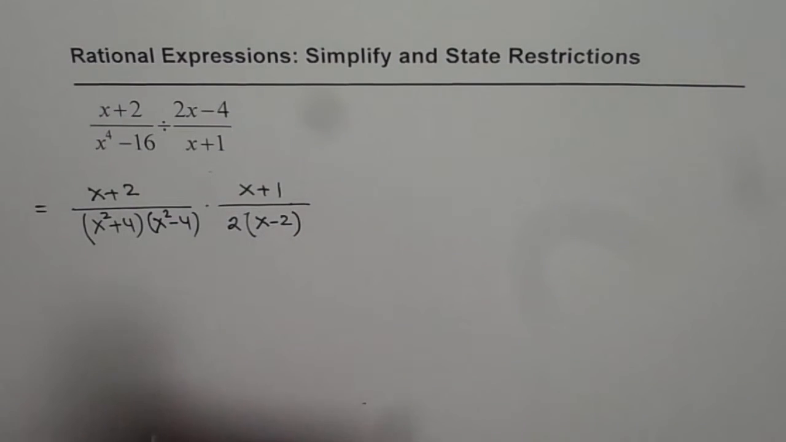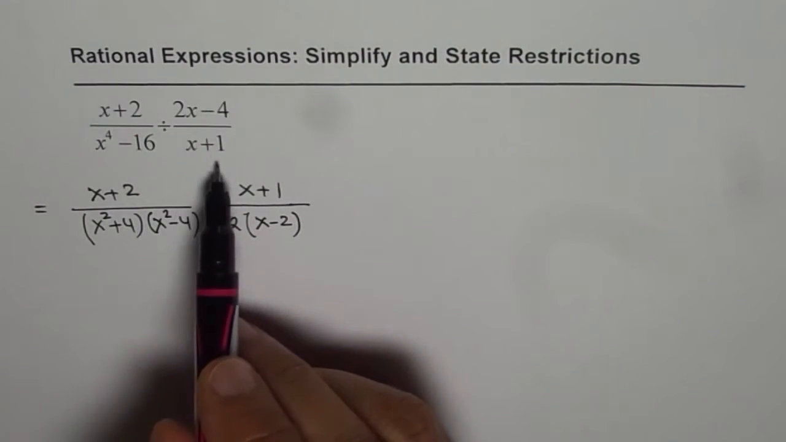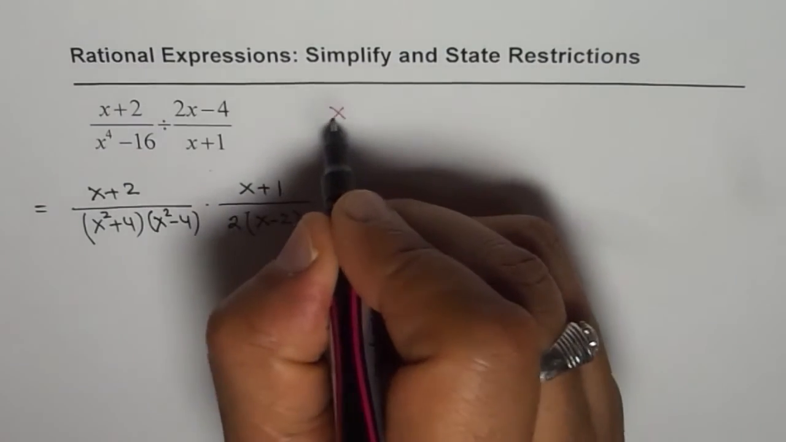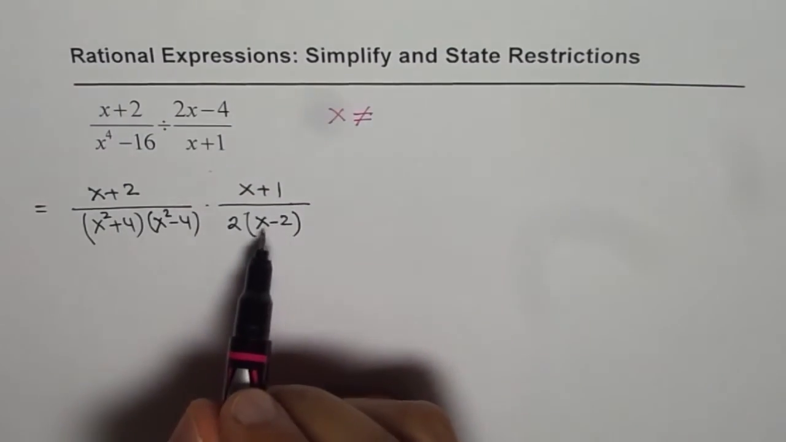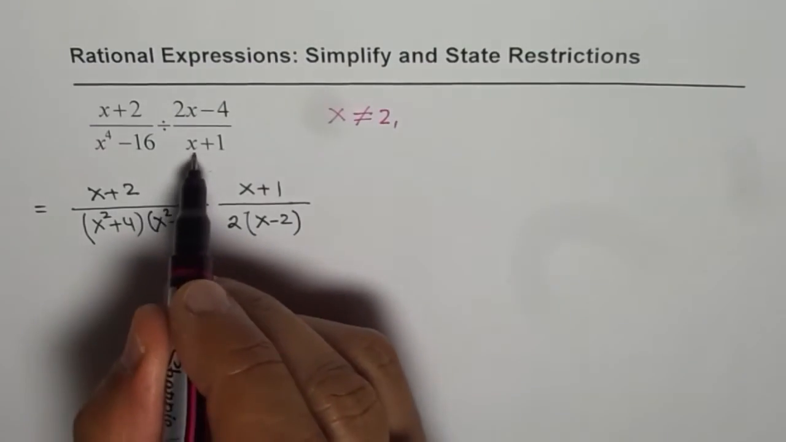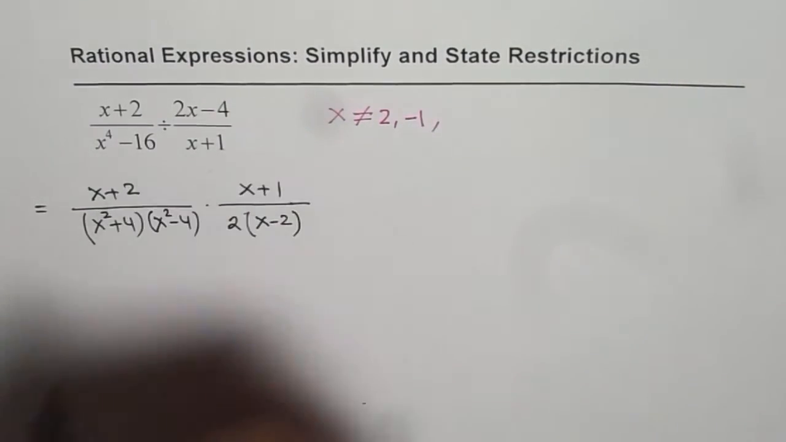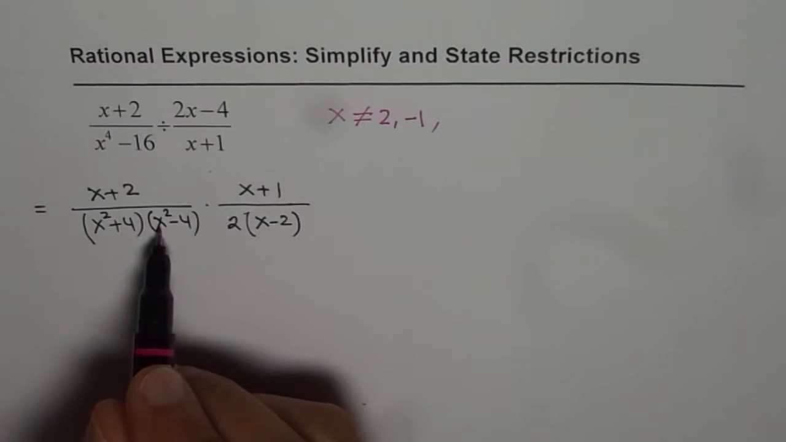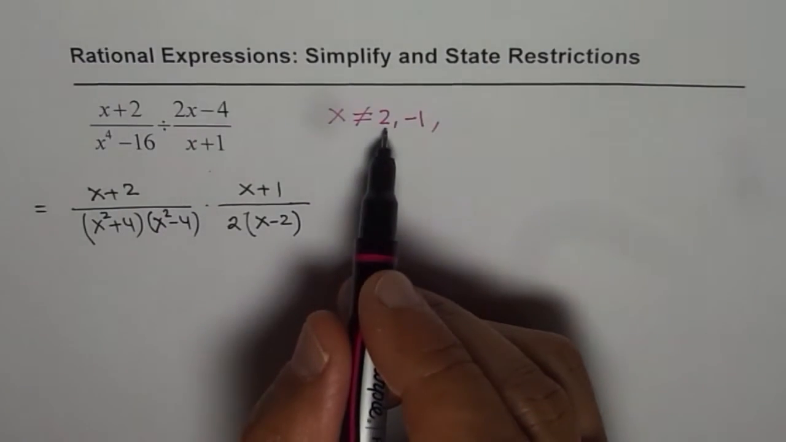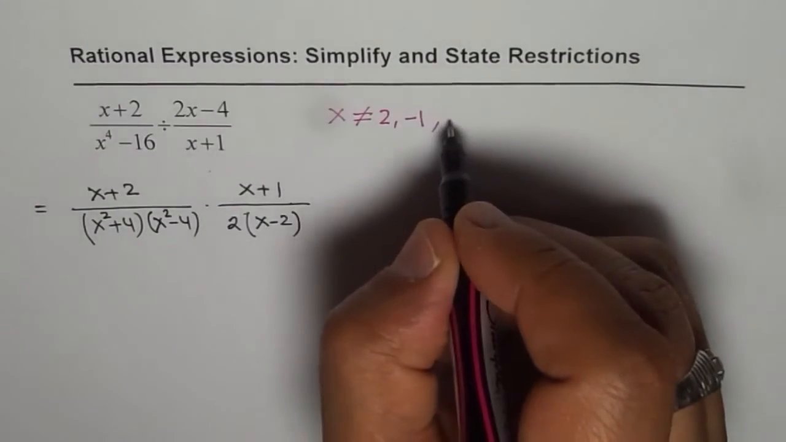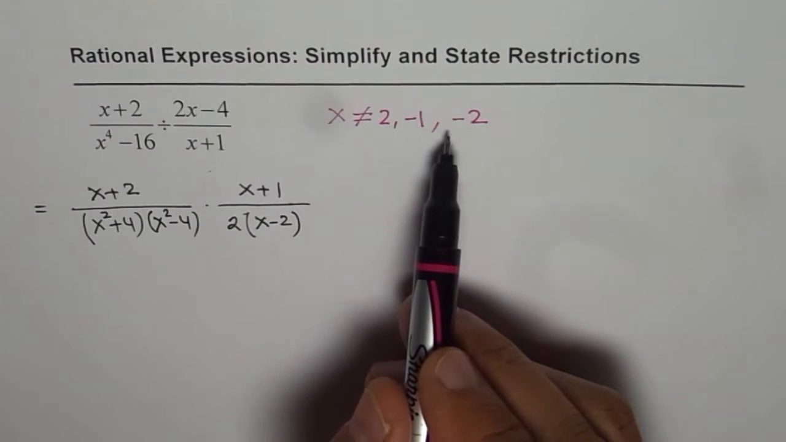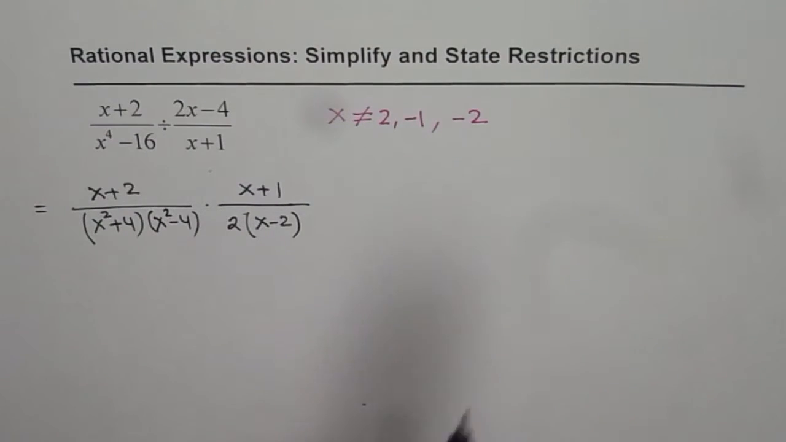So the restrictions are that when we look at the divisor, we have to look for restrictions in both numerator and denominator. So we say x is not equal to 2, right? And this one gives me -1. So these are the restrictions from the divisor. And from here we get x is not equal to plus and minus 2. Plus 2 is already considered there, so we'll take -2 as another restriction, right? So we have the three restrictions here: plus or minus 2 and -1. So these are the restrictions for the given rational expression.